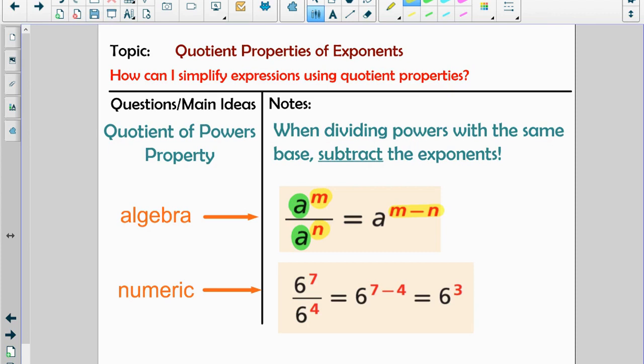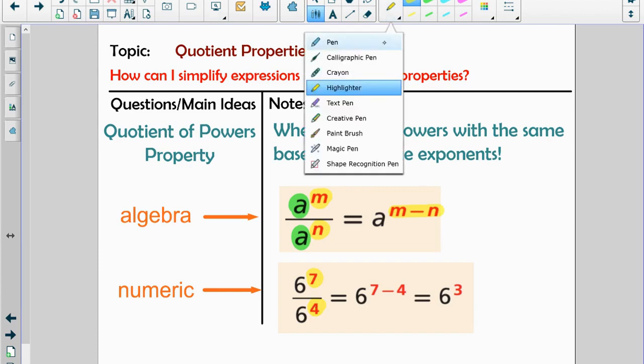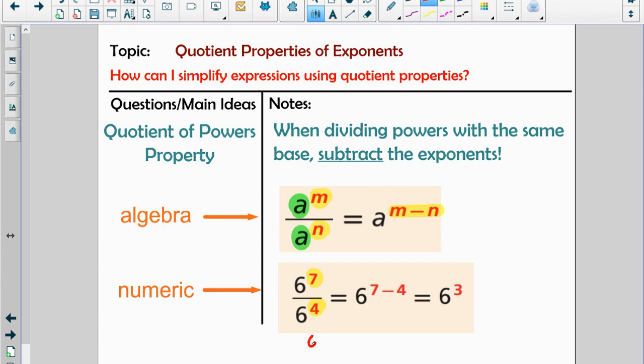As a numeric example, we're just going to take 6 to the 7th power divided by 6 to the 4th power. Well, as we saw in our warm-up, I could write this out. 6 times 6 times 6 times 6 times 6 times 6. That's 1, 2, 3, 4, 5, 6. And one more, divided by 6 to the 4th power. Now, every time I have a 6 on the top and on the bottom as factors, they can cancel out because anything divided by itself is 1.